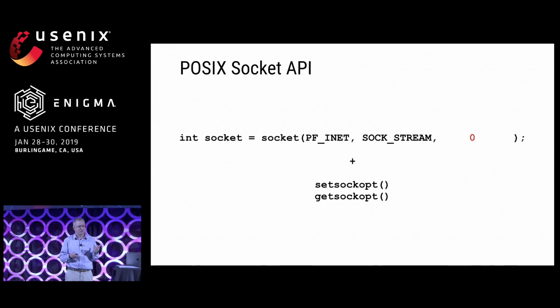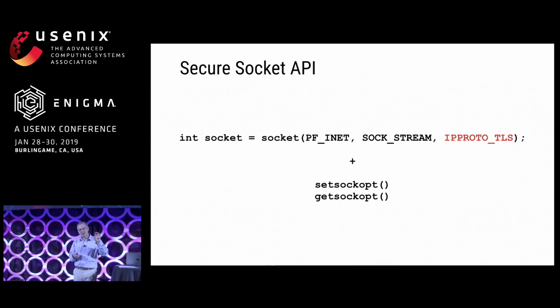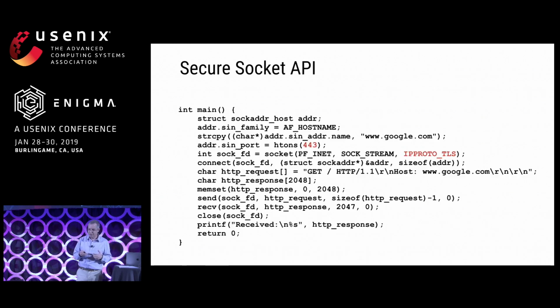So we're going to get a secure socket API by changing that one parameter. We're going to change that to IP proto TLS, a different constant instead of 0. And that's going to signal to the operating system, oh, I want a secure socket when I connect it. Okay. On top of that, we'll use some getsockopt and setsockopt options so that developers configure their security. So here's an example of a program that we wrote.